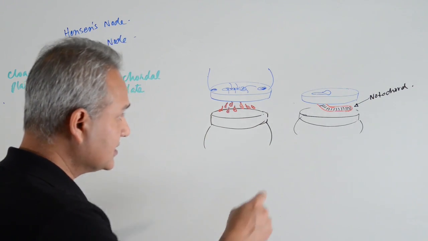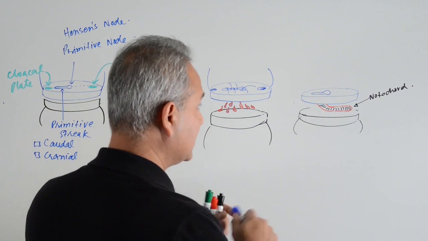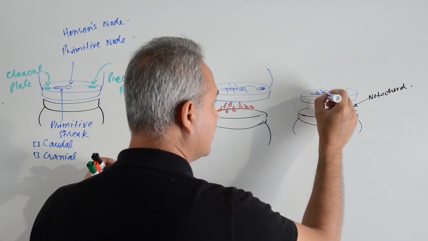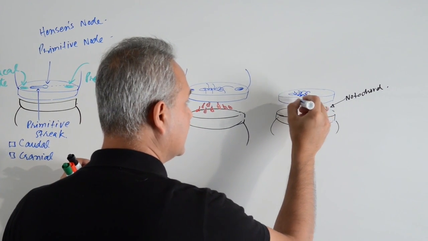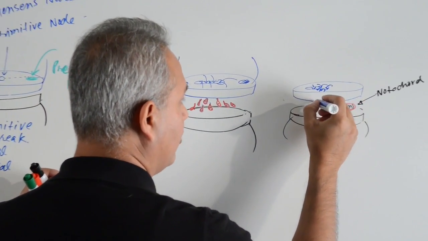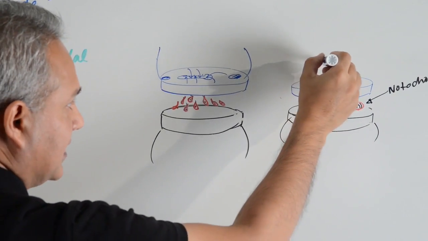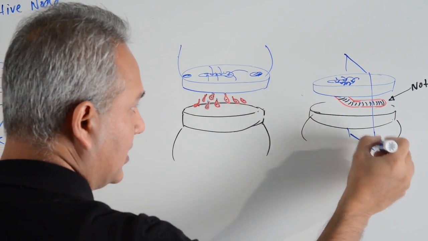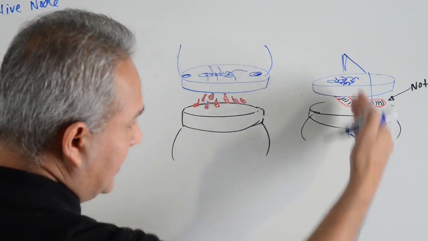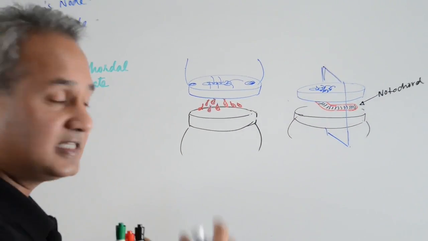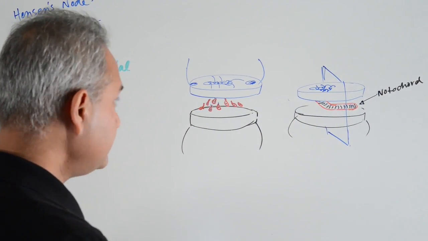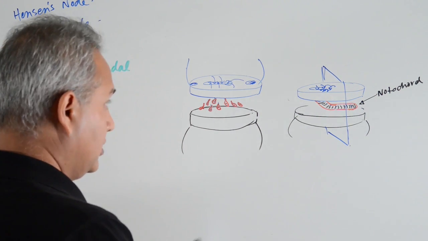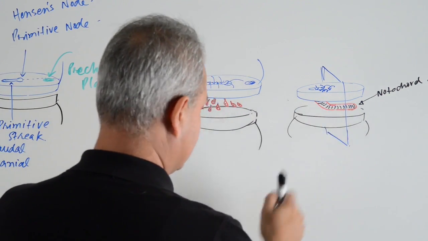Now, the notochord is connected with what? The primitive streak and the primitive node, because the cells were coming down from these places and were migrating to form this notochord. Now if I take one more slice here and cut it like this, and then see this slice, let's see how that would look. I'm going to make these three structures now.